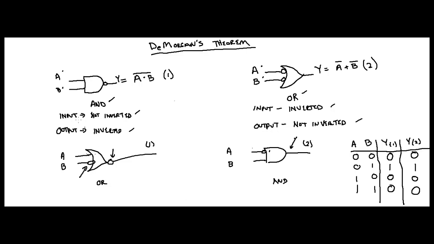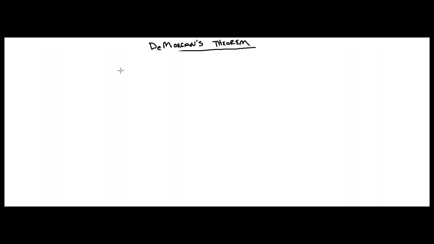So let's go over again the 3 methods for this, all right? So, when converting, first, change gates, okay? So this means an AND goes to an OR, an OR goes to an AND. Got it?